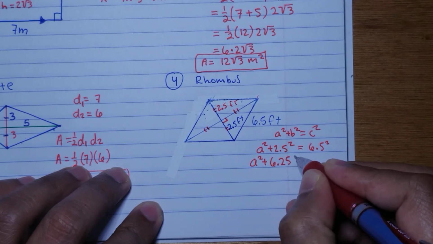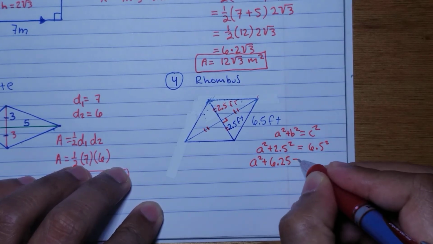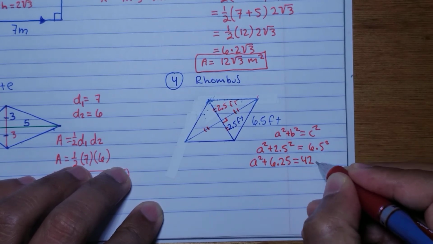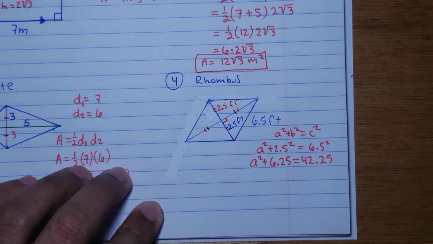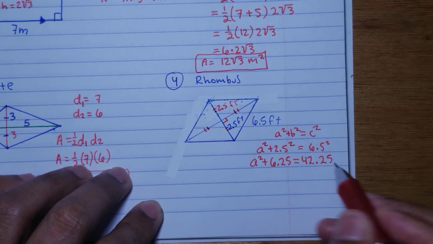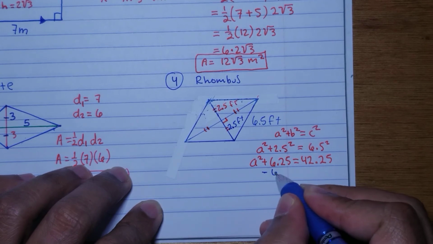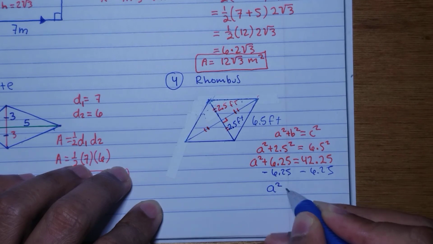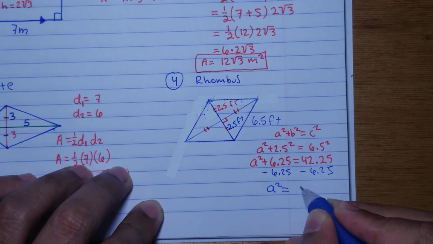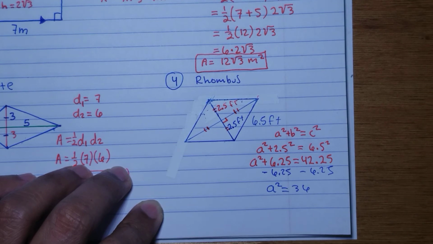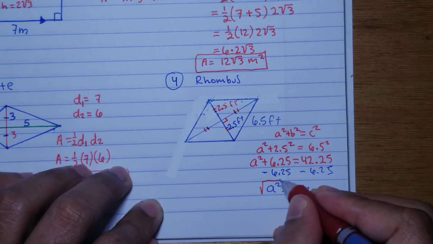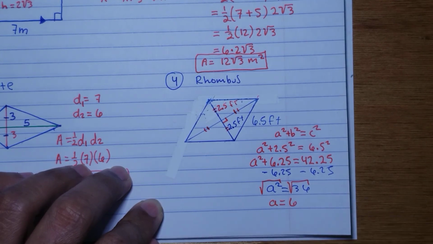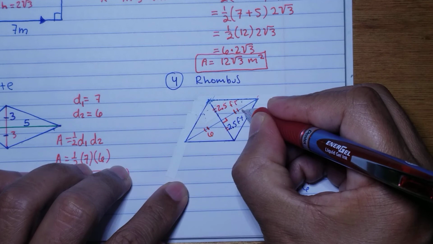6.25 units. Okay, and then if you take the square of 6.5, that is going to give you 42.25. If you subtract this from both sides, okay, so subtract 6.25, then we're left with a squared equals 36. And then last, we take the square root of both sides of the equation, and for geometry, this is equal to 6. Okay, so this is 6 and this is 6.